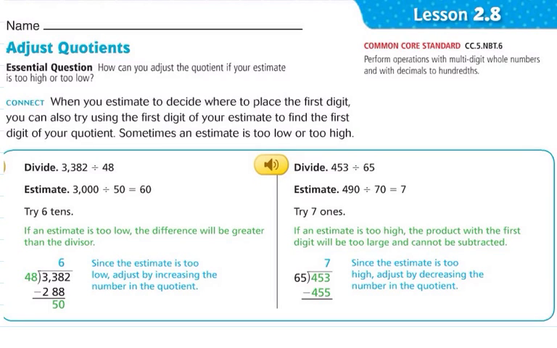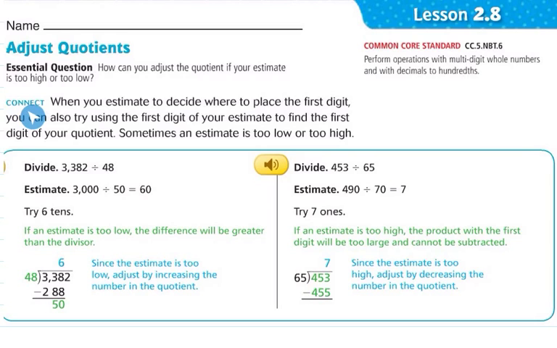So boys and girls, in lesson 2.8, we are going to adjust quotients. And adjust just means to change our quotient. That means that we can adjust it to go high or we can adjust it to go low. So our essential question says, how can you adjust the quotient if your estimate is too high or too low?